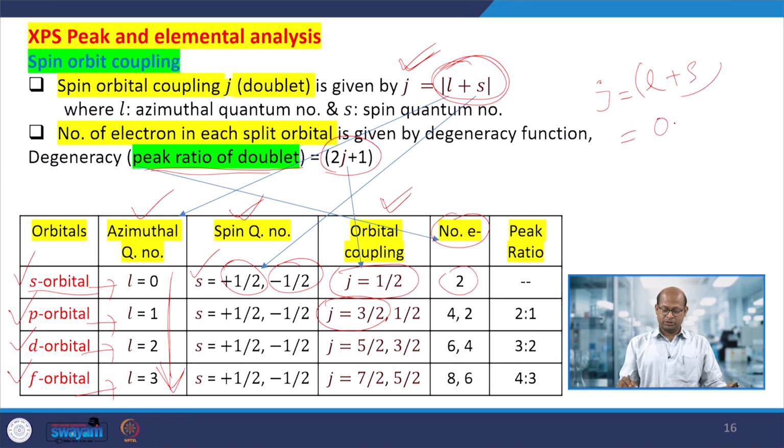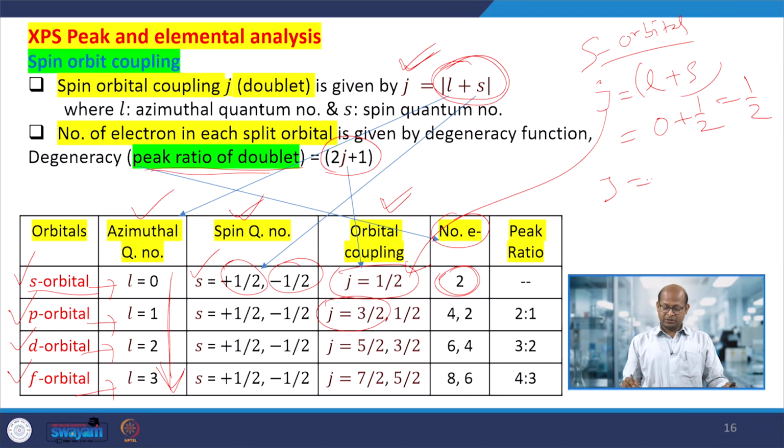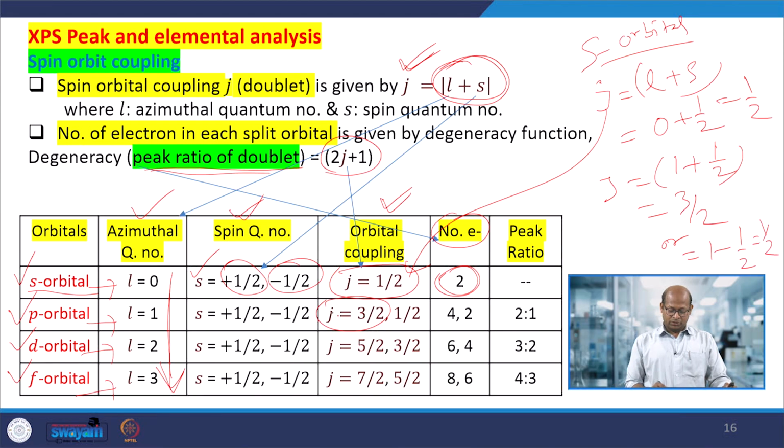Here, if we put L equals 0 plus half, we get j equals half for s orbitals, so 2 electrons remain there. In the case of p orbitals, L equals 1 and s equals plus half or minus half. So it would be 3 by 2, or 1 minus half, that is 1 by 2. So j equals 3 by 2 or 1 by 2. This way the orbital coupling arises, and the total electrons in p orbitals is 6, distributed 4:2. So the peak ratio would be 2:1.